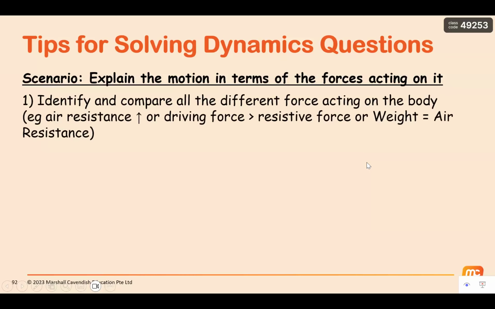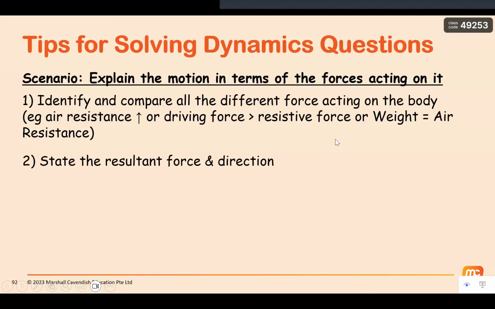So the first step, you need to tell me all the different forces. For example, the air resistance increases, or the driving force is greater than the resistive force, or the weight equals the air resistance. All these are forces: air resistance, driving force, resistive force, weight. These are the different types of forces acting on the body at a particular time. So you have to state that.